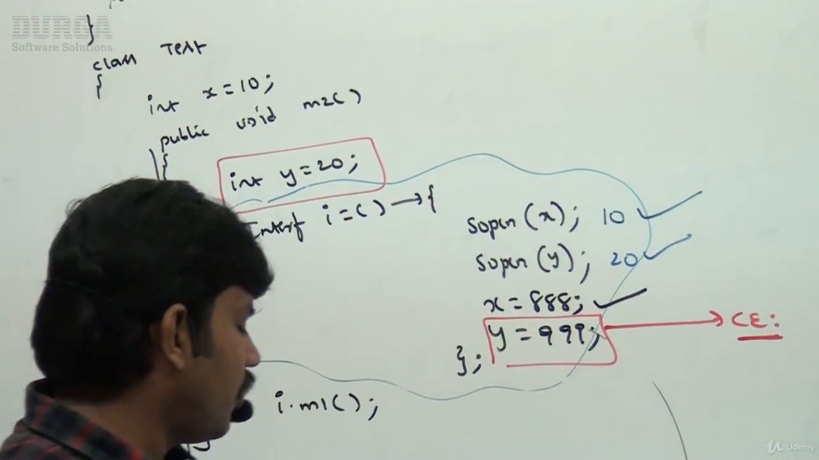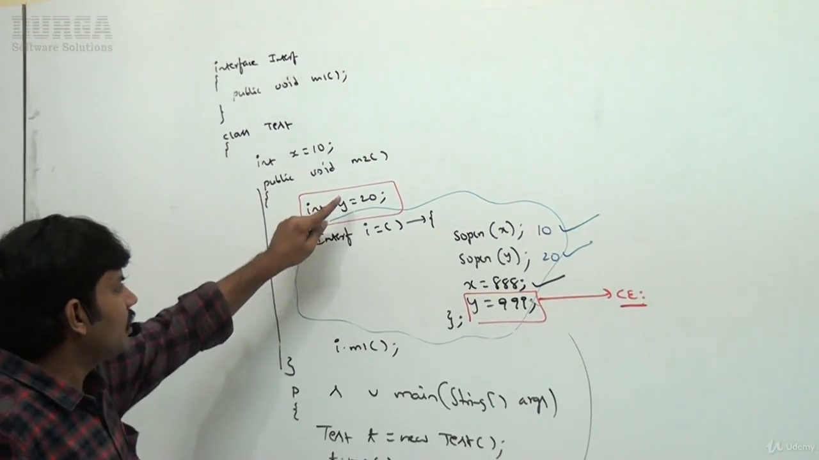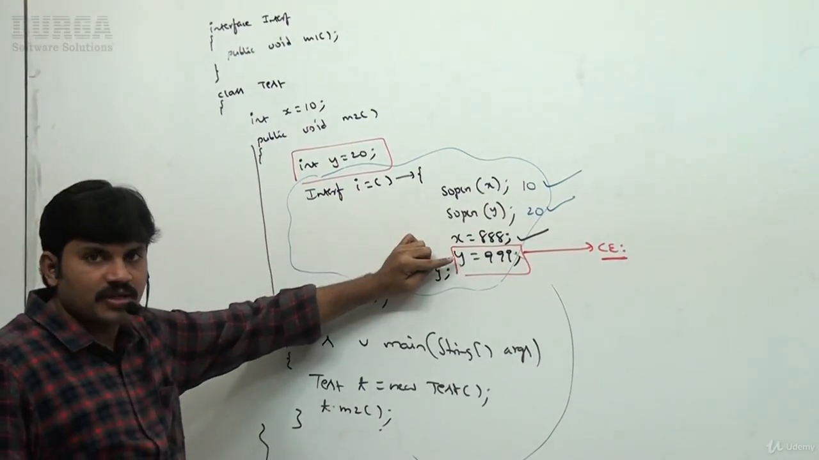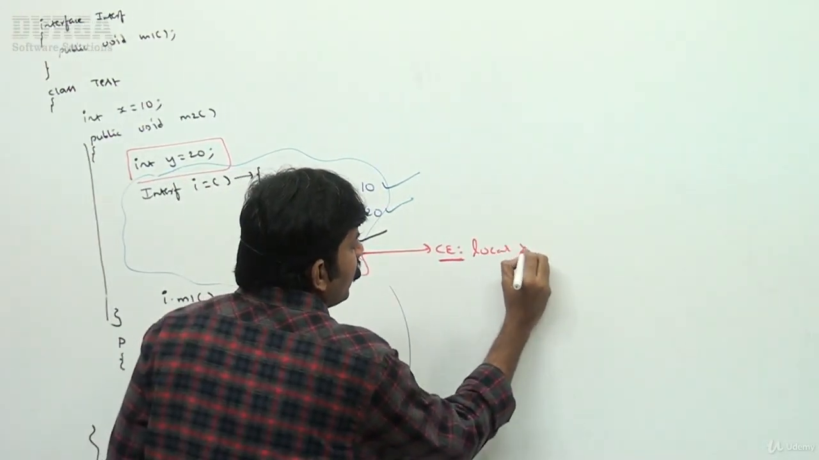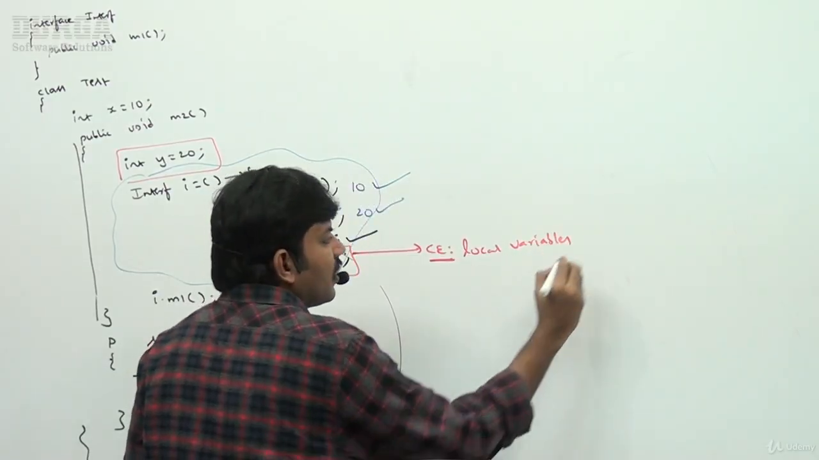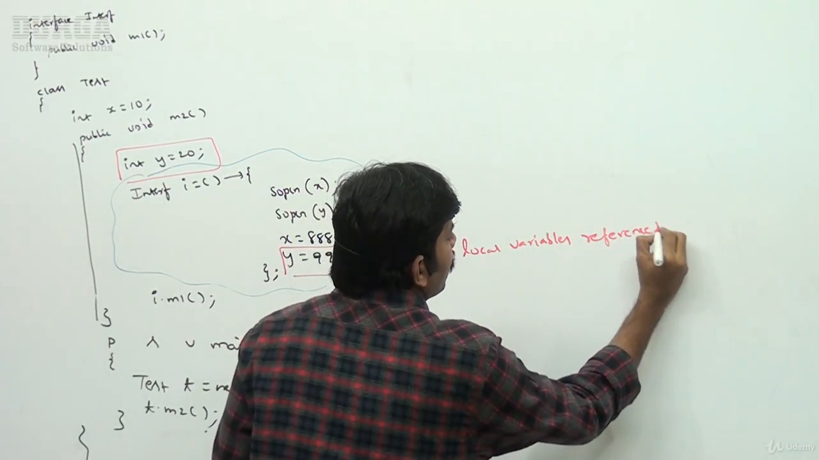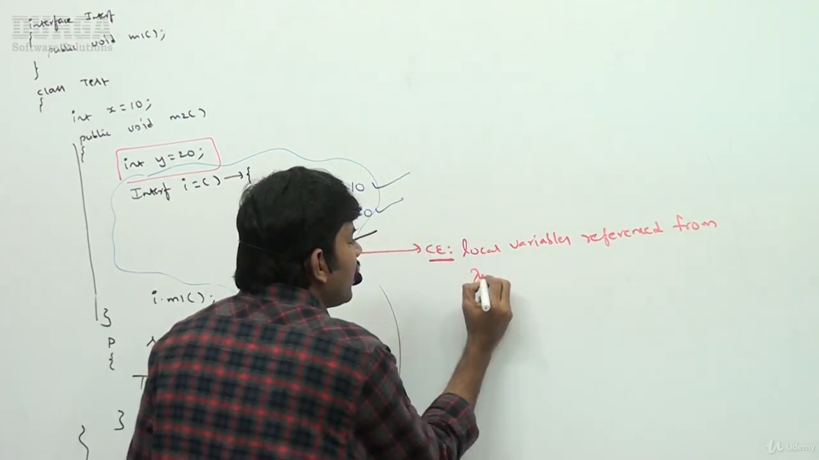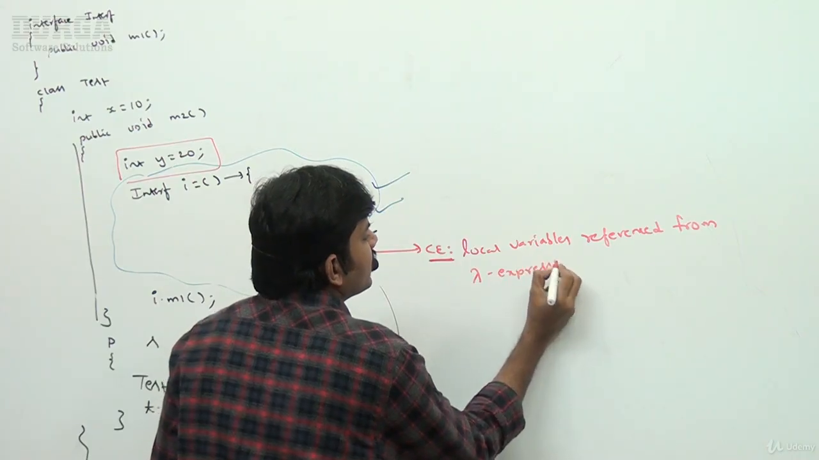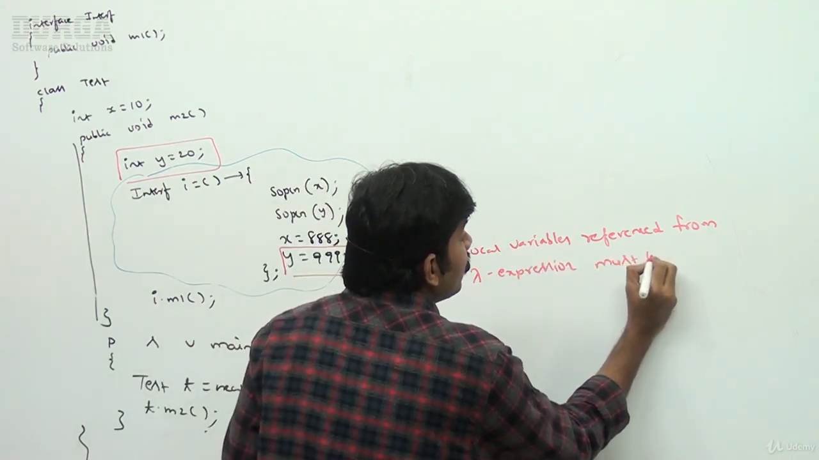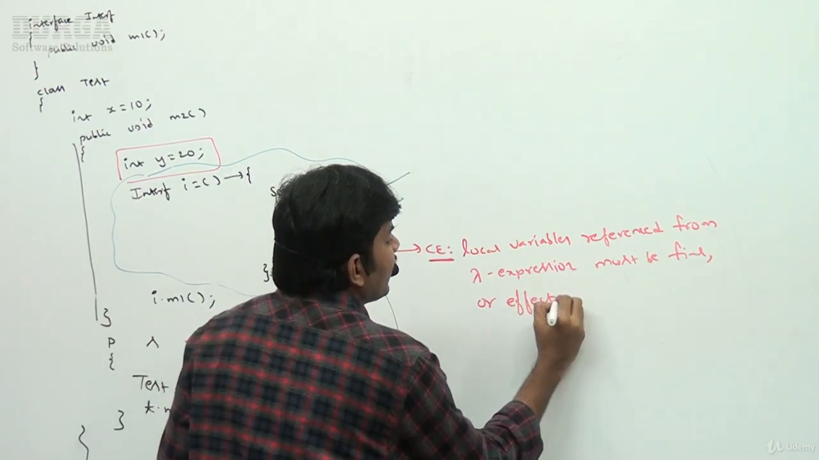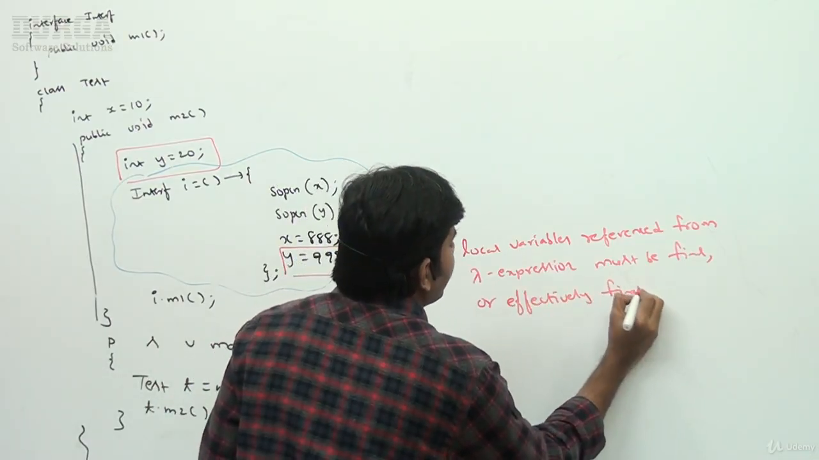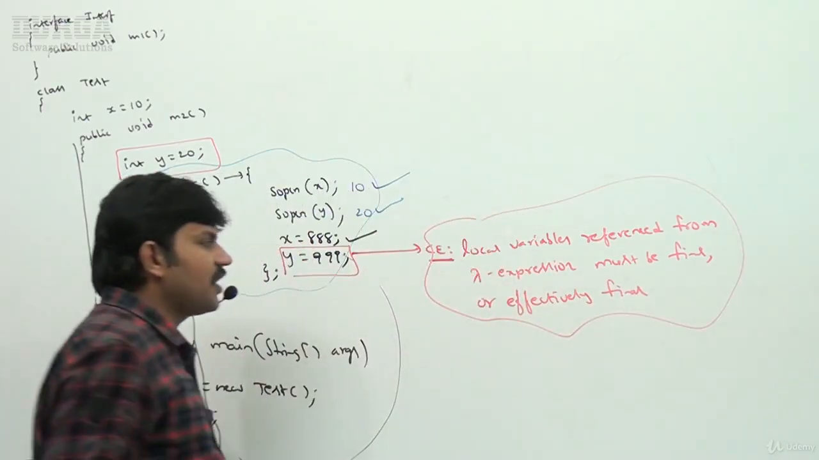Remember this one. This is the very important conclusion you people should be aware of: the local variables referenced from a lambda expression must be final or effectively final. Can you spell out that error? Local variables referenced from lambda expression must be final or effectively final. Have you observed, right? This is the compilation error we are going to get.